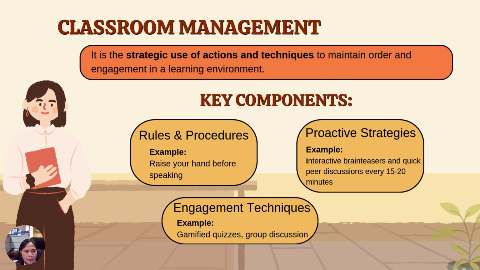Then we have proactive strategies. As teachers, we need to anticipate potential disruptions and address them before they escalate. For example, a teacher noticing that students become restless after long lectures, as it will sometimes be very evident that they will be manifesting unnecessary movements, like standing up, or having small talk with the seatmate, or playing with their allies.